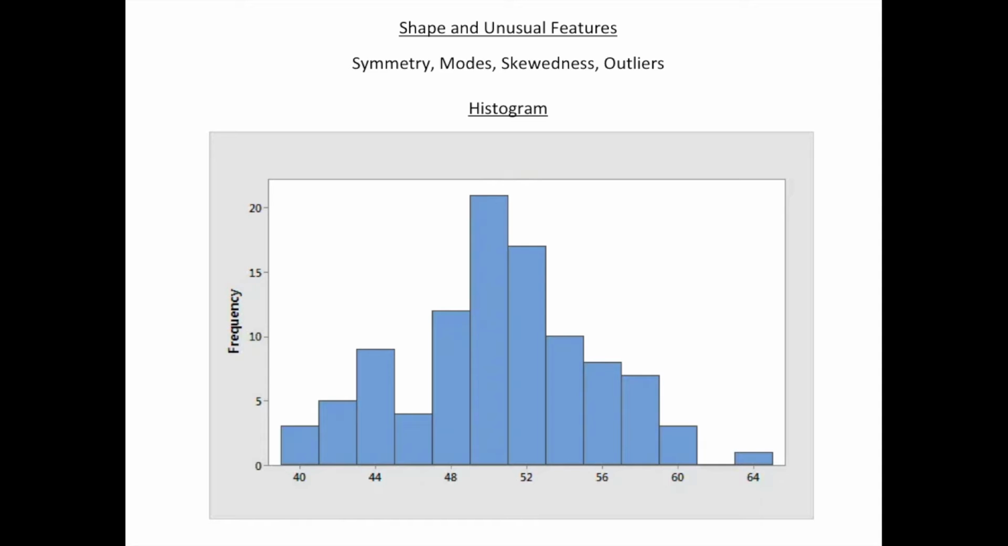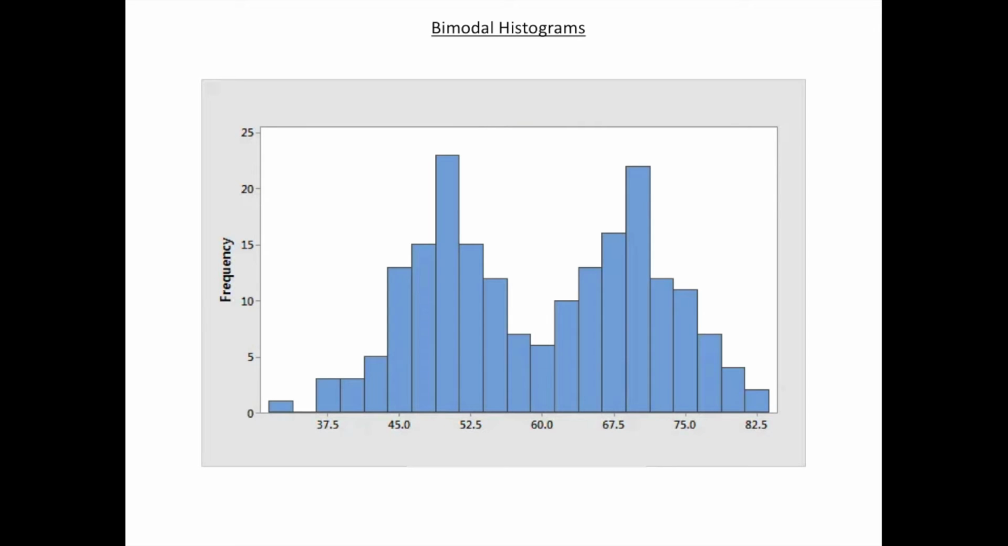Now, in some cases for this shape, you may have bimodal distributions where you have two peaks. You could also have trimodal where there are three peaks. And so, again, when you're discussing the shape, you just want to show what type of symmetry is occurring and also identify any modes that may occur.